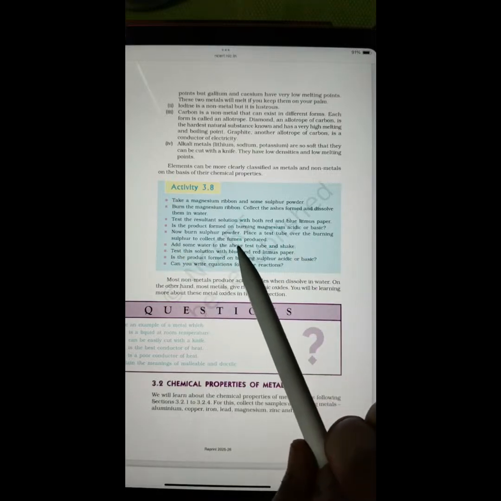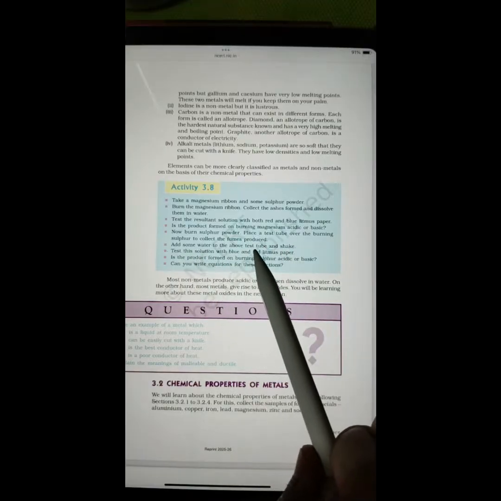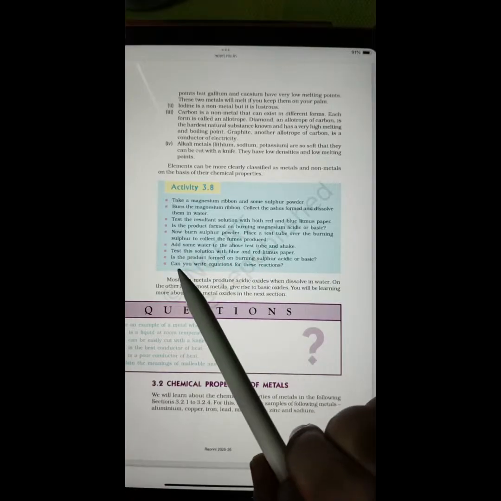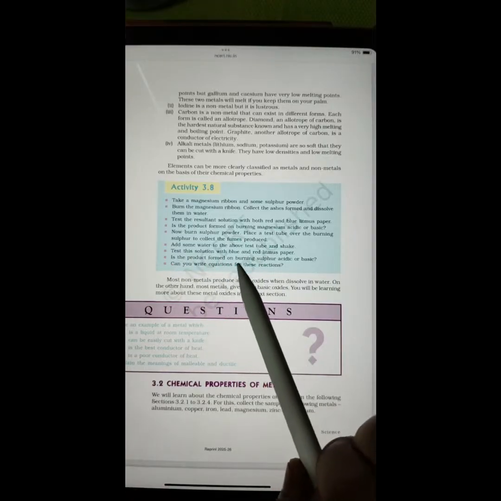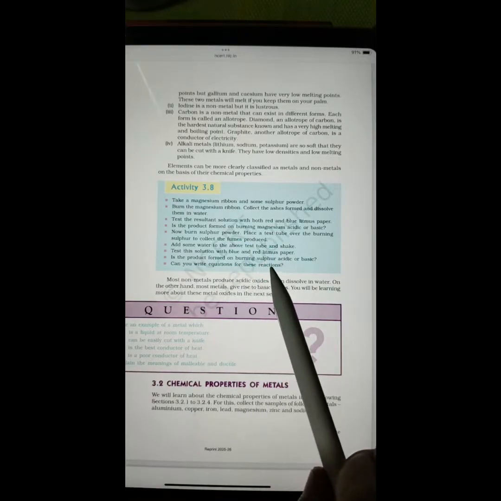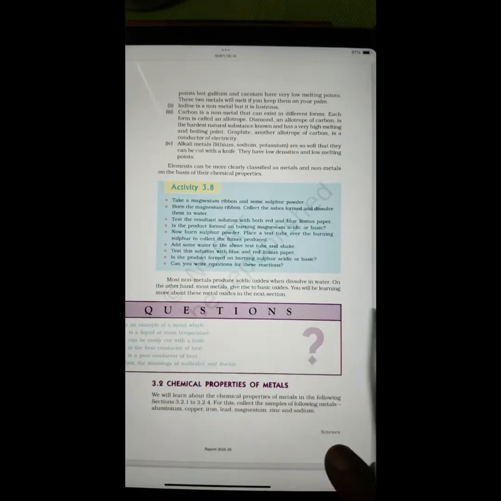Now burn sulfur powder. Place a test tube over the burning sulfur to collect the fumes produced. Add some water to the above test tube and shake. Test the solution with blue and red litmus paper. Is the product formed on burning sulfur acidic or basic? Can you write equations for these reactions?